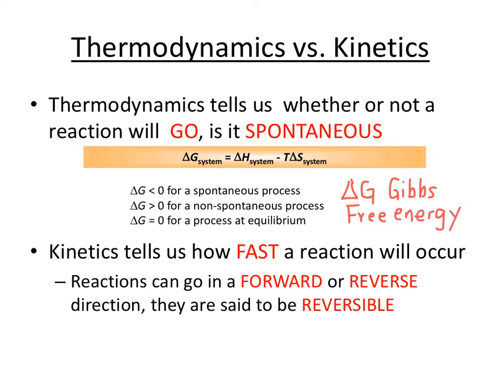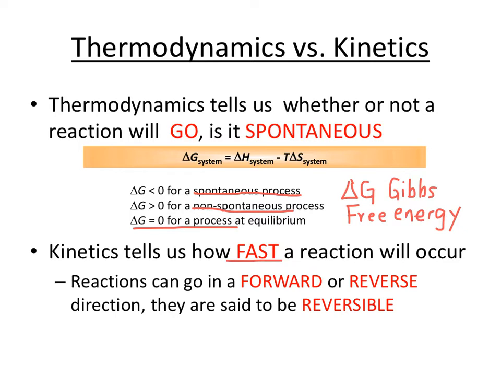If delta G was less than 0, we would have a spontaneous process or reaction. If it was greater than 0, then the reaction would be non-spontaneous, and if delta G were equal to 0, then the process would be at something called equilibrium. So thermodynamics told us whether or not a reaction would go. Kinetics tells us how fast a reaction will occur.